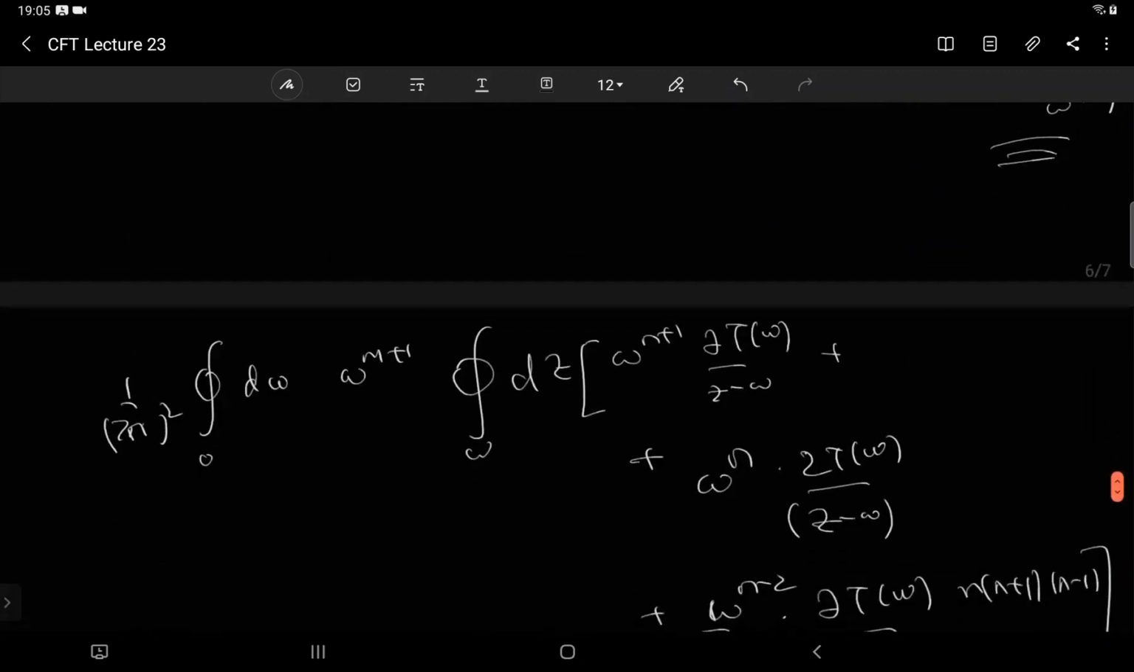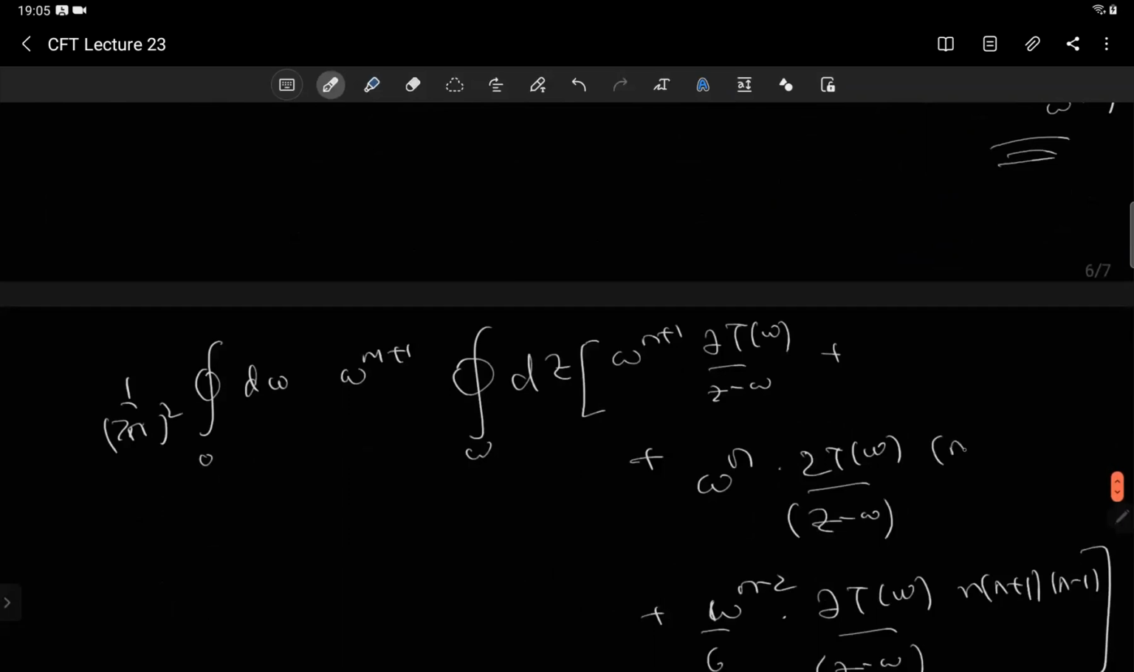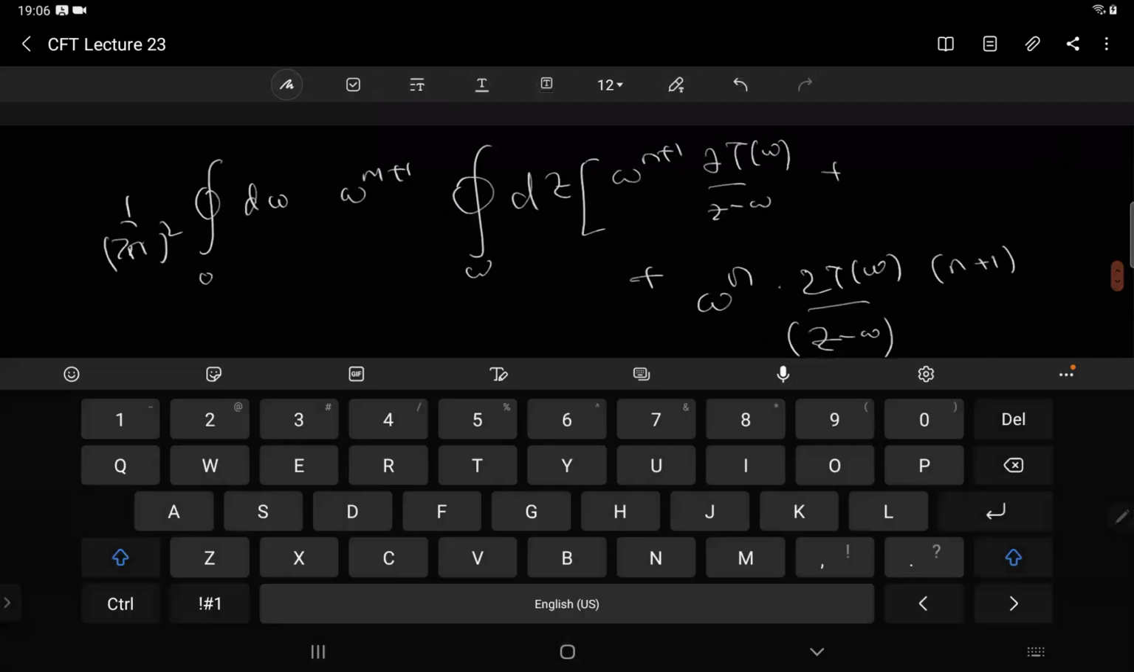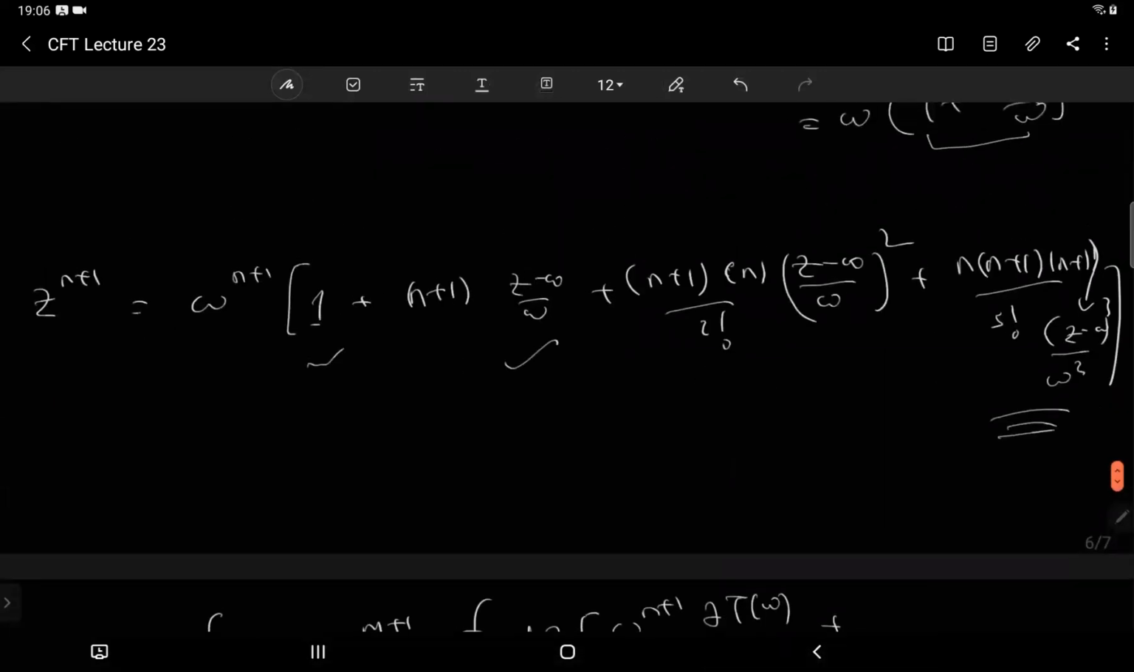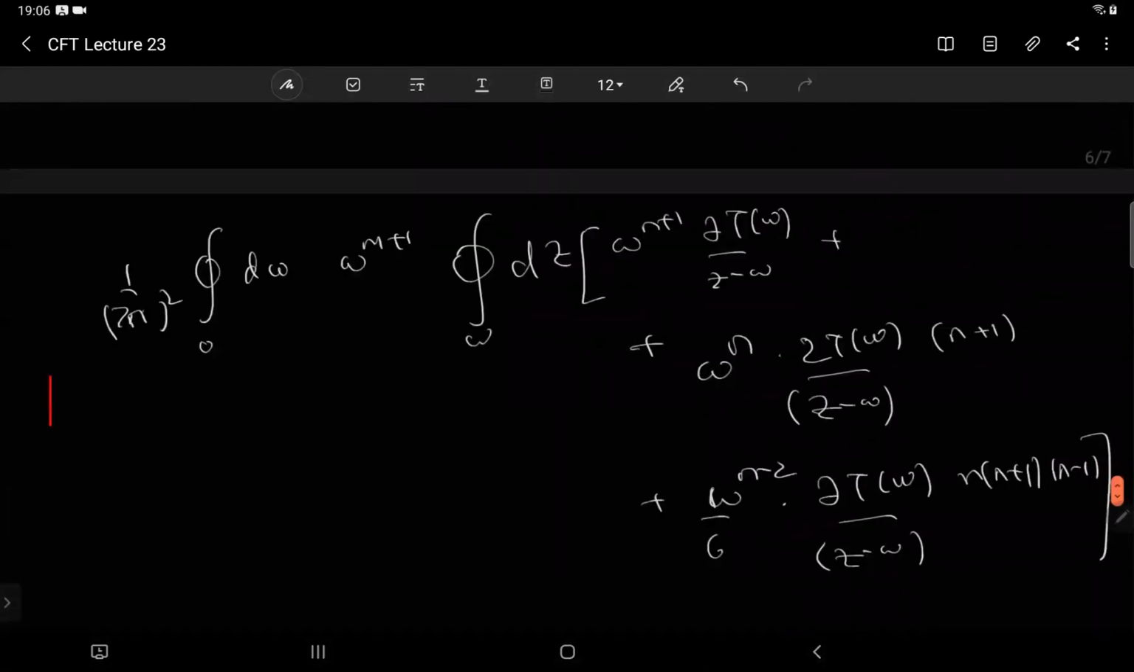Okay, there's a n plus 1 here, sorry. There's a n plus 1 here because there's a n plus 1 here, so I forgot that. Is it okay?